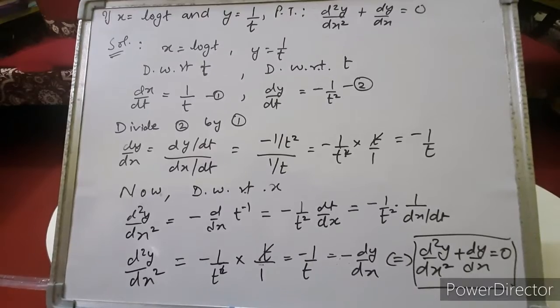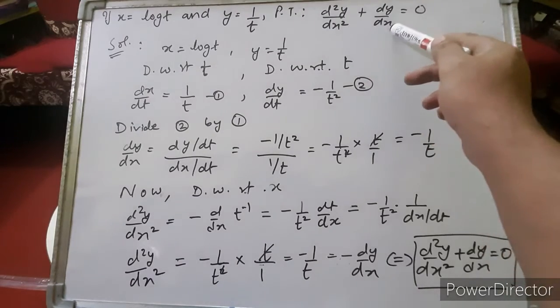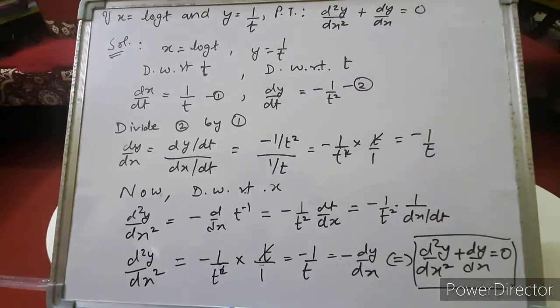Let's see another sum, children. This sum is based on parametric functions. We have to find the second order derivative of a parametric function. See carefully. It is given that if x equals log t and y equals 1 upon t, then prove that d2y by dx2 plus dy by dx equals 0. Now the value of x is given, log t. The value of y is given, 1 by t. We have to find the value of d2y by dx2 and dy by dx. Both the values are required.